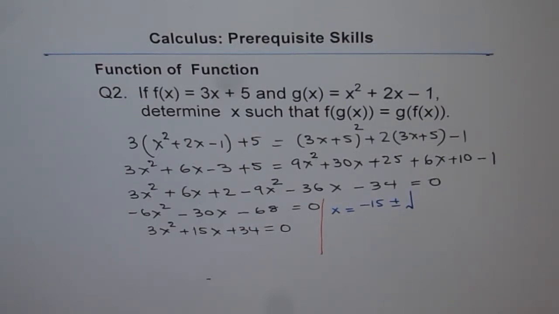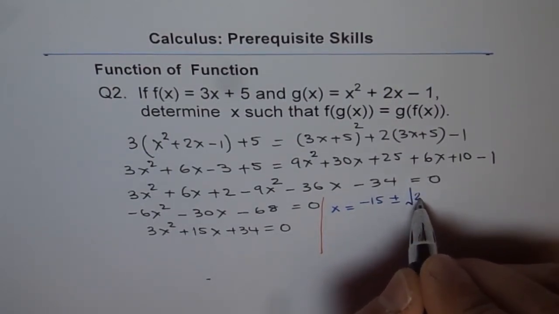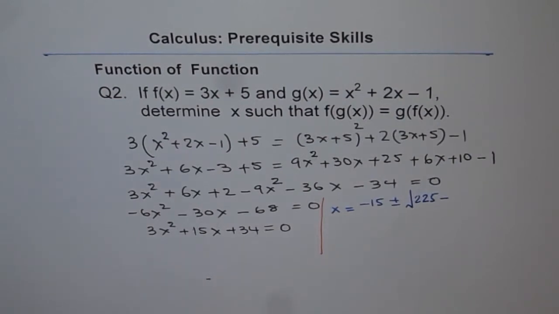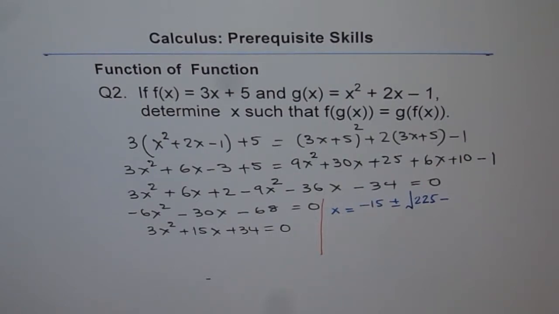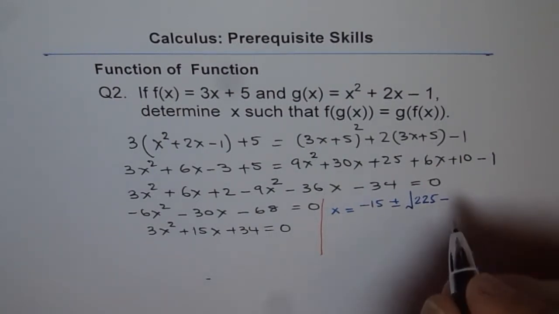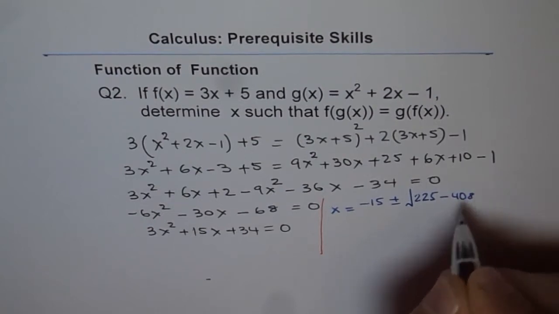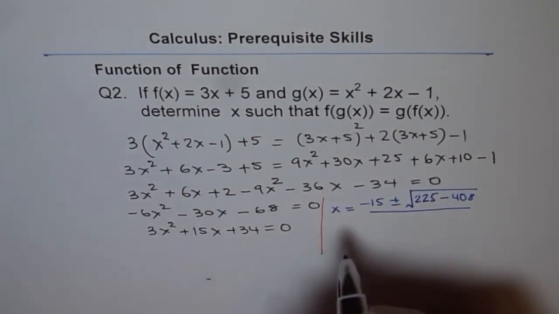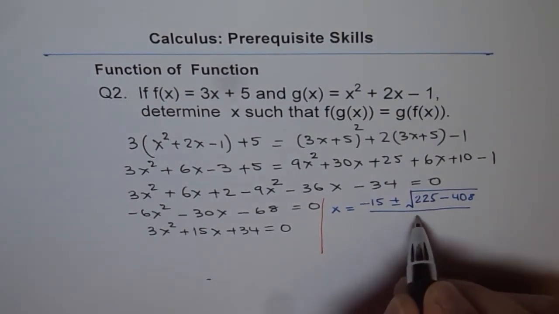Let me use the calculator now. 15 squared is 225, minus 4 times ac. That means 4 times 3 times 34, and that gives us 408. Square root, divided by 2 times a, and 2 times a is 6.